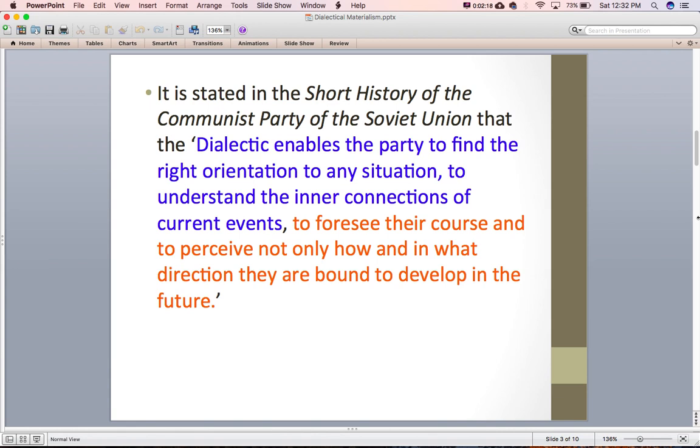Now let us read further. To foresee their course and to perceive not only how but in what direction they are bound to develop in the future. It means through dialect we can understand their course, that is from the past, how the haves have been exploiting the have-nots, and further we can understand their direction in future. Here I would like to add Marx's future notion. He said that because of the contradiction, the proletariat will revolt against the bourgeoisies, and the future will be a classless and a stateless society.